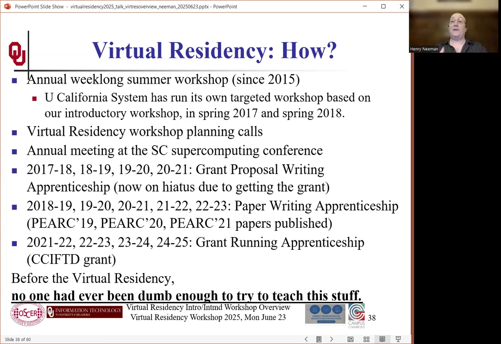We do a week-long workshop every summer. We've been doing this since 2015, so this is our 11th annual. The University of California system ran a couple of them in the late 2010s. We have regular calls. We have an annual meeting at the SC Supercomputing Conference. And we've run a bunch of apprenticeships as well on grant proposal writing, on paper writing, and on running a grant. Before the virtual residency, no one had ever been dumb enough to try and teach this. Now it seems normal to try and teach this.